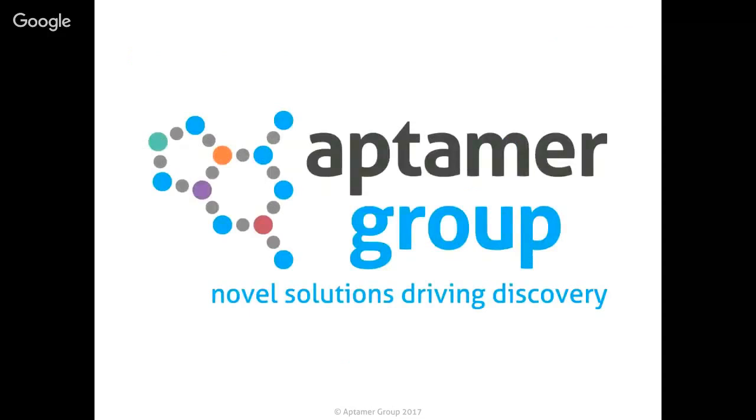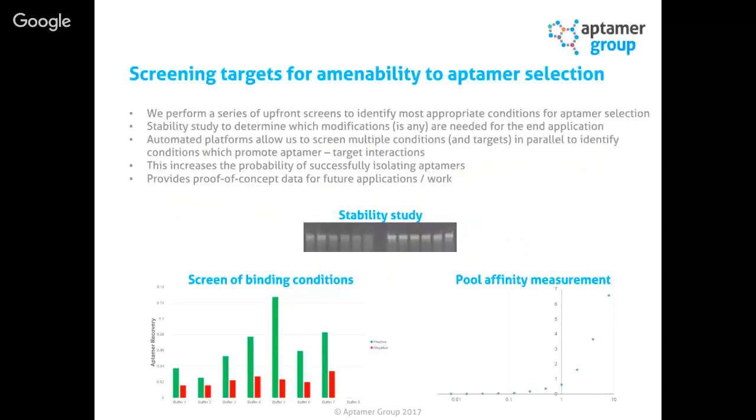So that's a very short summary of the Aptamer selection process. What I'm now going to do is give you a few examples of how the process differs for protein selection versus small molecule selections, as the basis for the talks going forwards. I'll start with our upfront screen.